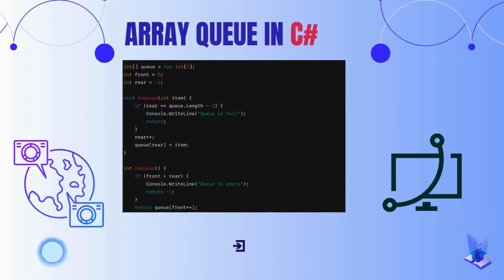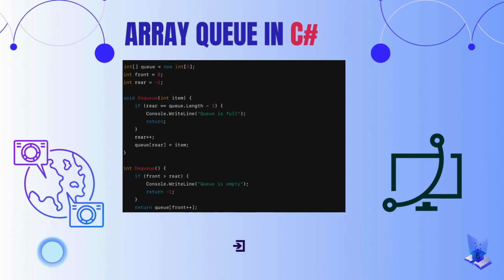We start by creating an integer array called queue with a size of 5. We also define two variables, front set to 0 and rear set to -1. This helps us track where items are added and removed.